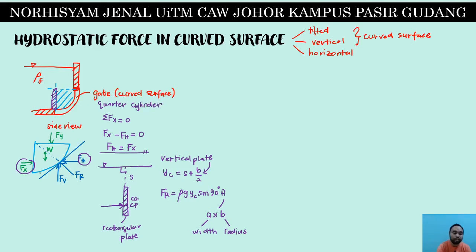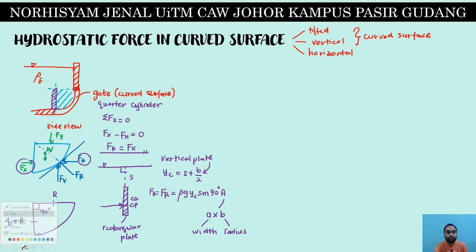Meaning, if you have a quarter cylinder, for example, this picture over here, I draw it back over here. This is a quarter cylinder. This is 90 degrees. We can assume this as radius and also this as radius. So this radius over here is also equal to B if you are doing it in vertical plate calculation. Okay, so the S is from the tip of the plate to the surface of the liquid. If you do the calculation correctly, the FR should equal the FH.